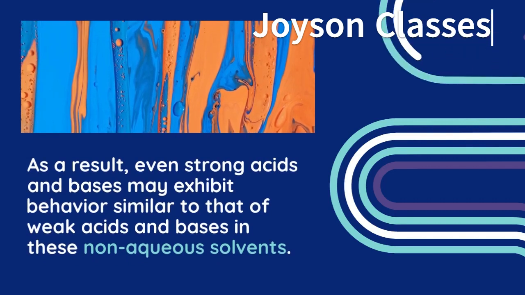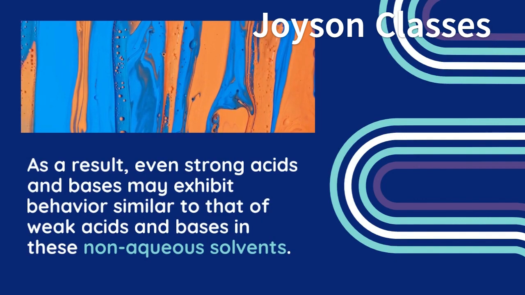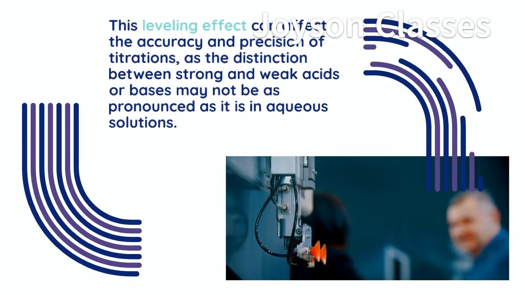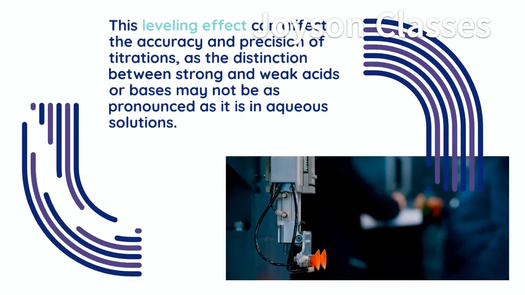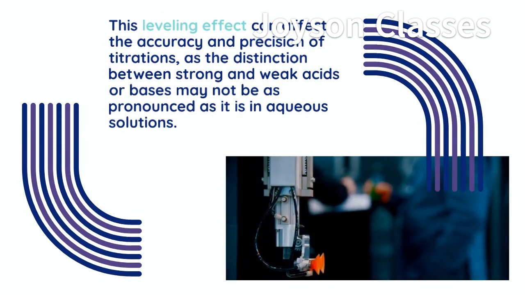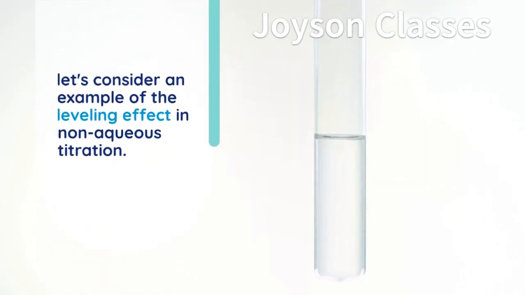As a result, even strong acids and bases may exhibit behavior similar to that of weak acids and bases in these non-aqueous solvents. This leveling effect can affect the accuracy and precision of titrations, as the distinction between strong and weak acids or bases may not be as pronounced as it is in aqueous solutions. Let's consider an example of the leveling effect in non-aqueous titration.